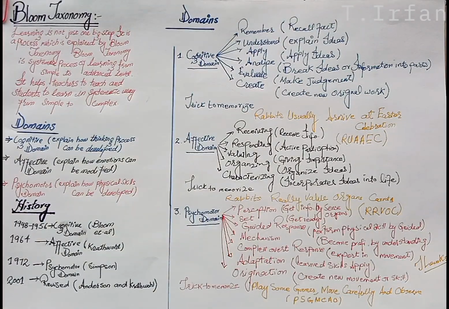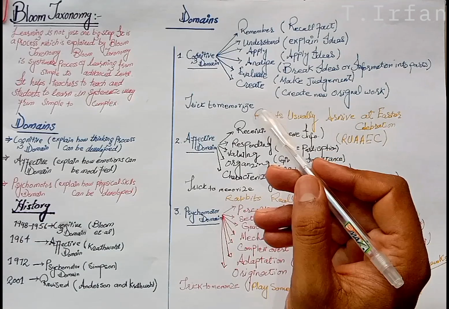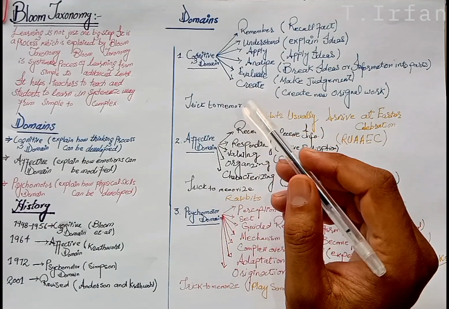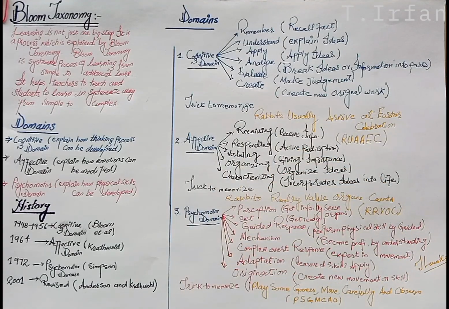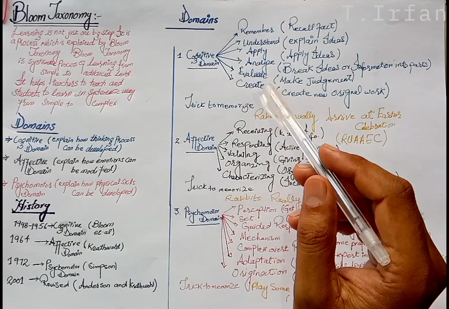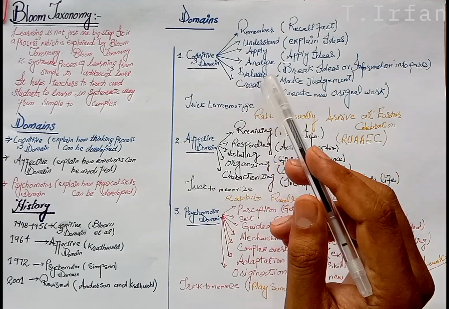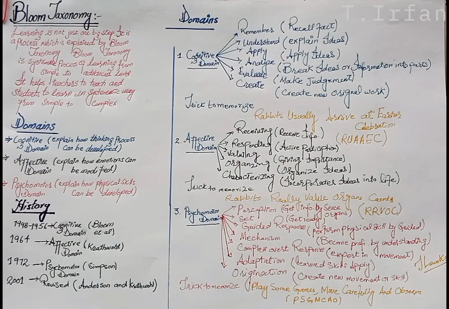Let us try to understand these domains with examples. In the cognitive domain, for example, in the topic global warming, the student in the first level will memorize the definition of global warming. In the second level, he will be able to discuss the different factors or reasons of global warming. In the third level, apply, by having the knowledge about different factors of global warming, he will make others aware about it. In the fourth level, analyzing, he will break the topic into different segments.